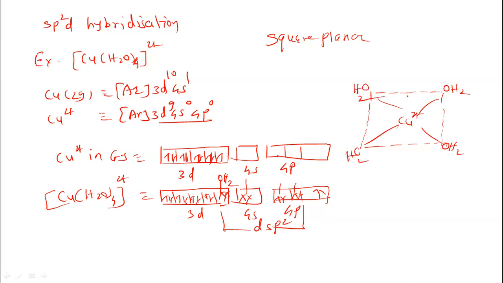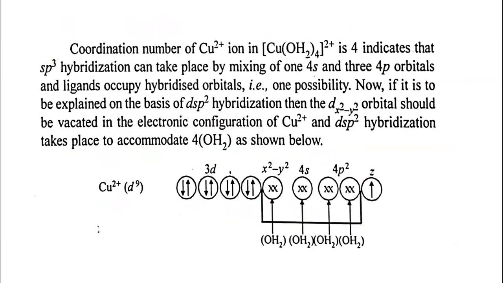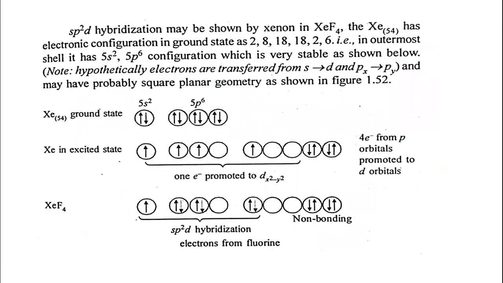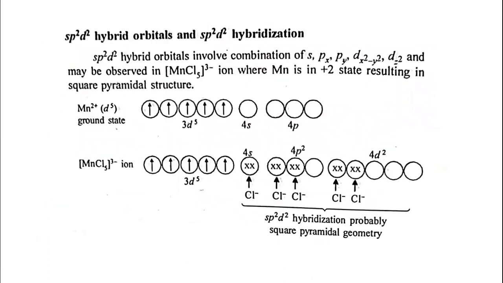See here this square planar geometry; this electron goes to here. The hybridization is dsp2 hybridization, and these are the electrons donated by the 4 water molecules. So in the [Cu(H2O)4]2+ complex ion, the central copper shows this type of hybridization. Now let us discuss the next example.